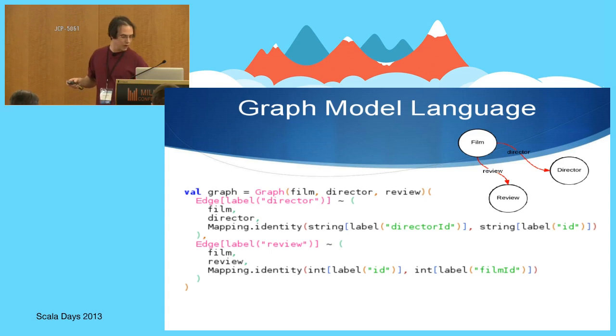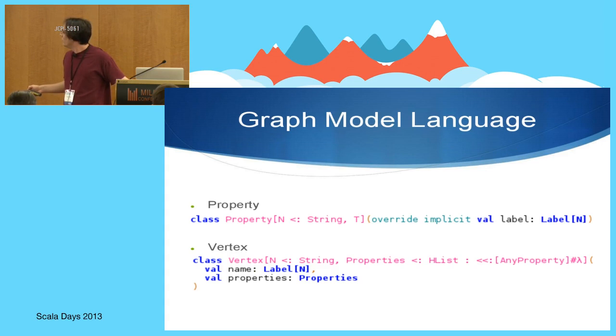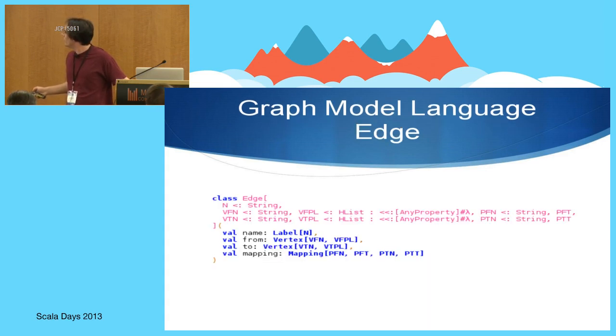So if I go back to here, we defined that director ID points to the ID, or here the ID of the review points to film ID. So this is what we define actually here, and we infer the type, the name of the property as well as the type of the property. So then when we compile, we can be sure that the edge we are defining currently uses property and vertex which exist in the graph.